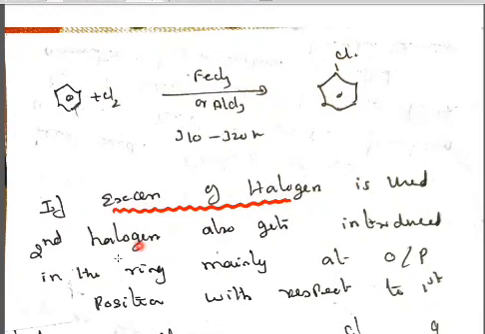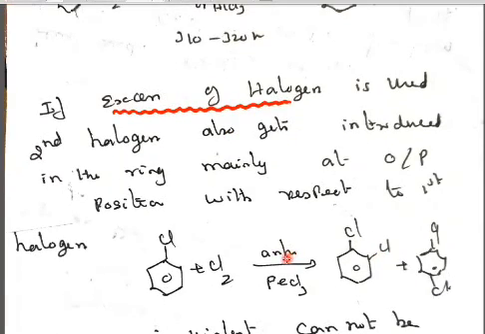If excess halogen is used, two halogens also get introduced in the benzene ring, mainly at the ortho and para positions with respect to the first halogen. So this is the first halogen. The next carbon is at a 60-degree angle; it is an ortho carbon. Otherwise, on this side also we can take a 60-degree ortho carbon. So this 60 plus another 60 is 120; it is a meta position. One more 60 makes 180 degrees. So from here to here it is 180 degrees; it is a para position.